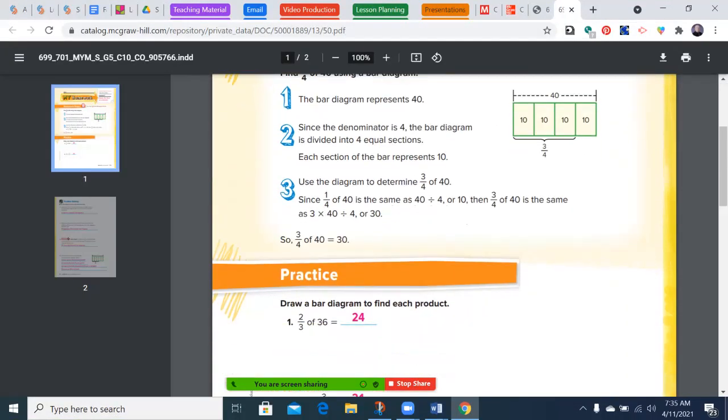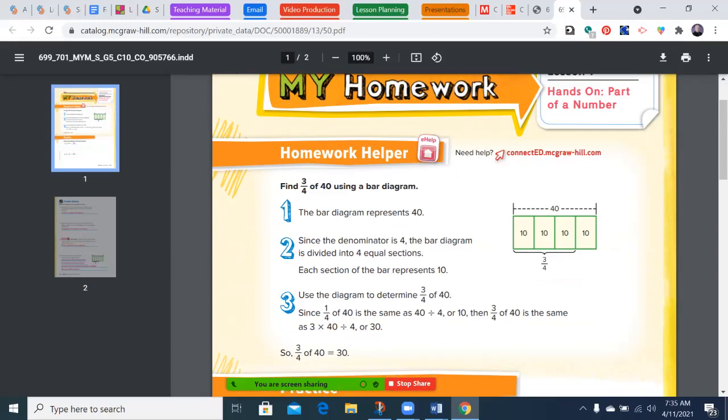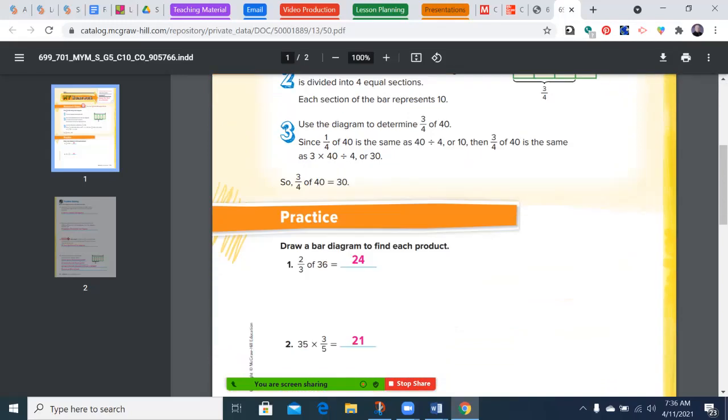Looking at Session 1's assignment. In Session 1, we looked at bar diagrams, where essentially the idea was you divided the whole number by the denominator. They gave you the size of each section, and then you multiplied the size of each section by your numerator. So for example, 3/4 of 40, 40 divided by 4 is 10, and you see the tens here. 10 times 3 was 30.